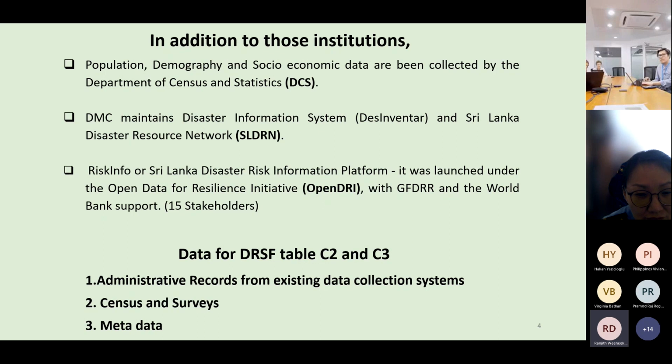Now let's see how to get the data to fill DRSF tables C2 and C3. We hope to collect data for the DRSF tables by using three methods. First one is administrative records from the existing data collection mechanism. Second one is census and surveys. Third one is metadata.